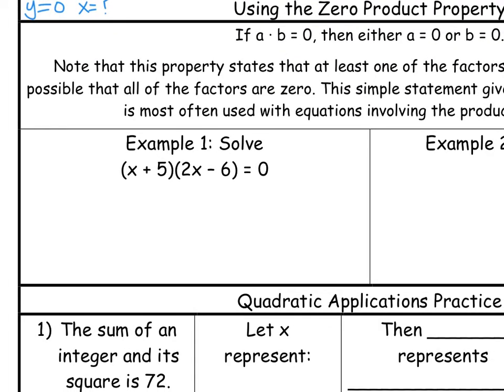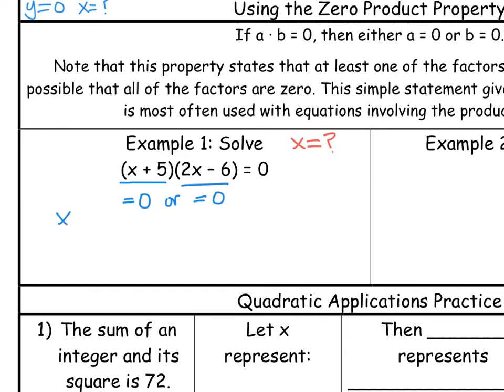So really what we have is a y equals equation. This is the same as saying y equals x plus 5 times 2x minus 6. And we want to know when y is 0, what is x equal to? That's what we're trying to figure out. So we know two things. The property says that either this has to equal 0 or this has to equal 0. Whatever I put in for x in the first set of parentheses has to equal 0, and what I put in for x in the second set of parentheses also has to equal 0.